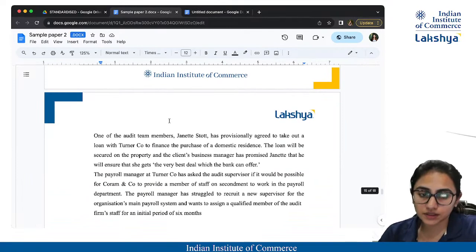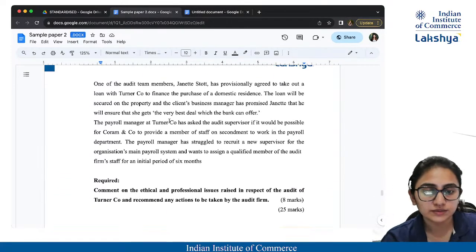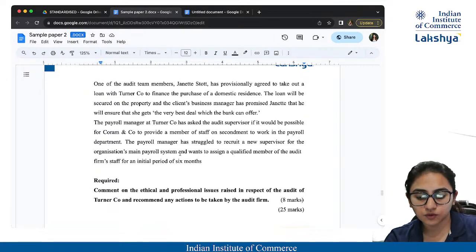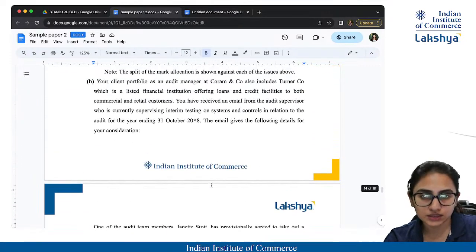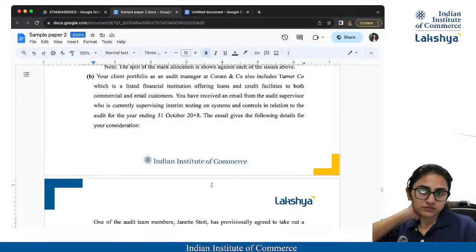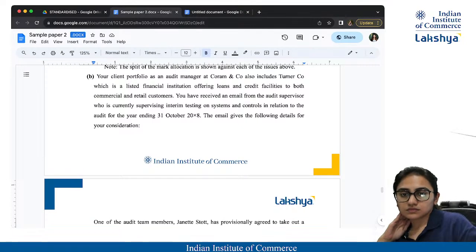Now the second part that you have is for 8 marks. Comment on the ethical and professional issues raised in respect of audit of Turner Company and recommend any actions to be taken by the auditor. So I want you to really think on this and give me an answer. We shall read it.